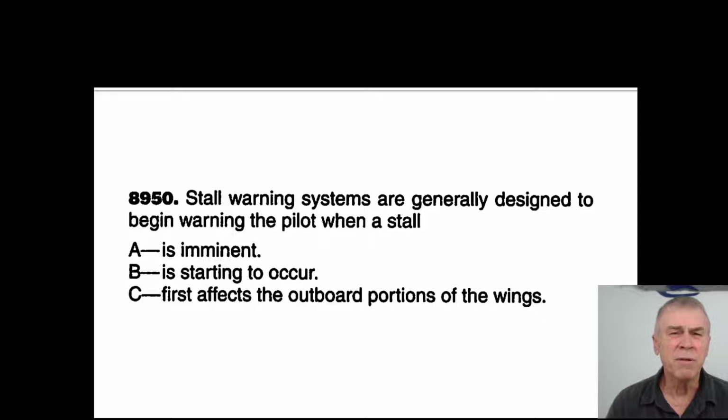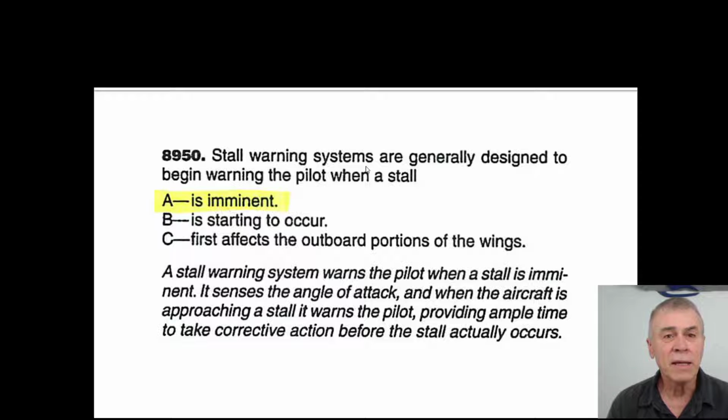You want to basically get it before it actually starts to occur, whether it's starting to occur or starting to occur on the outboard portions of the wing. You'd like to get it a little quicker, and imminent means that it's not quite, it's approaching, it is very close, but it has not yet arrived. Imminent. That way the pilot has a chance to make some move before the stall actually occurs, because afterwards, it's a different move.